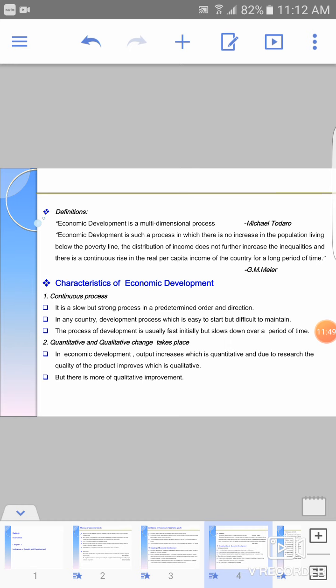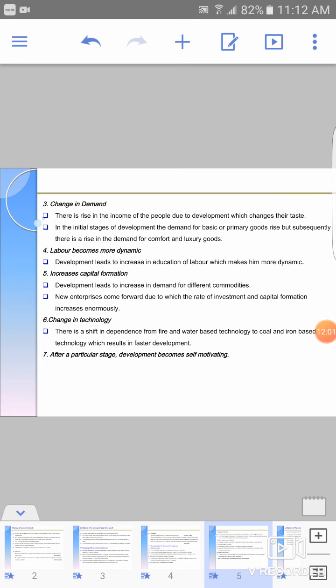The standard of living of people will improve, the quality of goods and services will improve, everything will take place in economic development. Third is change in demand. There is a rise in the income of the people due to development, which changes their taste. As economic development takes place, there will be a rise in the income of the people. With the education services that are there, the entrepreneurial ability of the people will improve, and their income is definitely going to increase, so they are going to demand more.